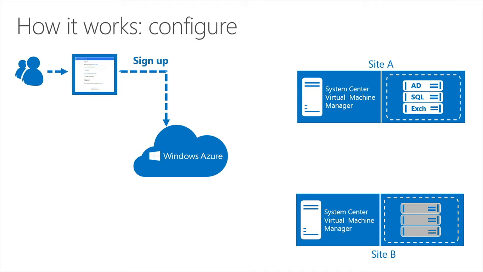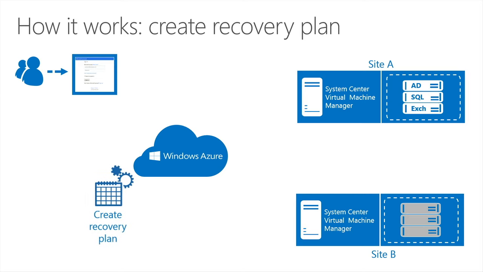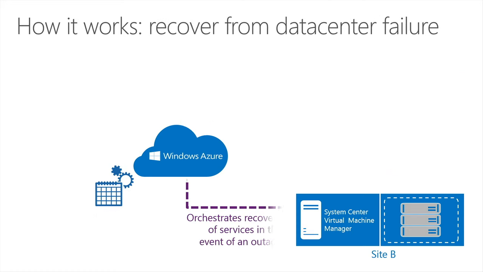There are a number of different configuration options that we can do here. And at a high level, the management portal configures the System Center Virtual Machine Manager server, which in turn configures individual VMs for replication and monitoring. Once you've created the recovery plans, we then store them in Microsoft Azure, and the replication and the monitoring begins. With health monitoring in place, you're protected against primary cloud or data center failure.